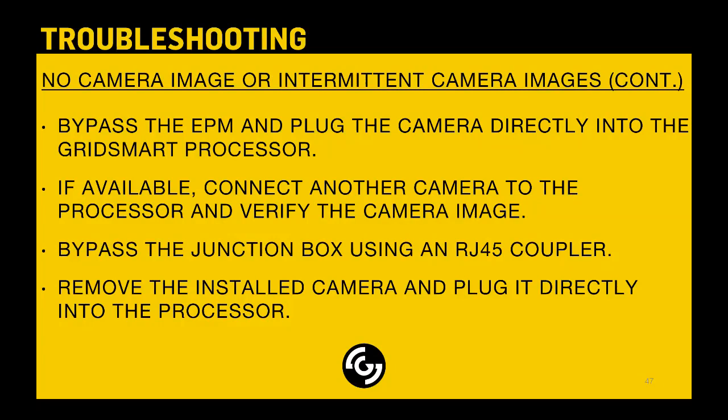So again, the junction box is a surge protector. It has a lot of surge protection built into the circuit board, and when it does its job, it will no longer work either. So bypassing that will eliminate that being a possibility for the camera not working. And then lastly, you can remove the installed camera and plug it directly into the processor, therefore eliminating anything in the field that would be preventing the camera from communicating with the processor.